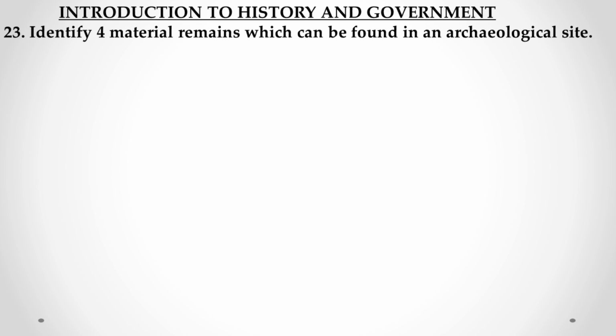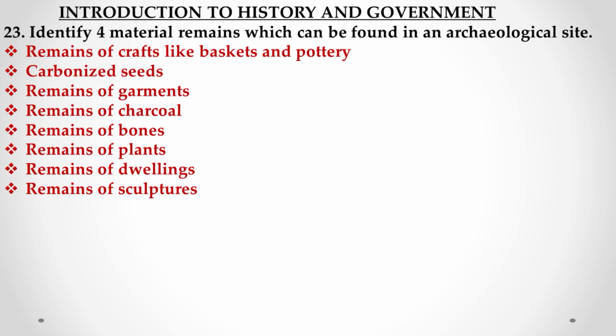Question 23. Identify 4 material remains which can be found in an archaeological site. 1, we have remains of crafts like baskets and pottery. We have carbonized seeds. We have remains of garments, remains of charcoal, remains of ponds, remains of plants, remains of dwellings, and remains of sculptures.